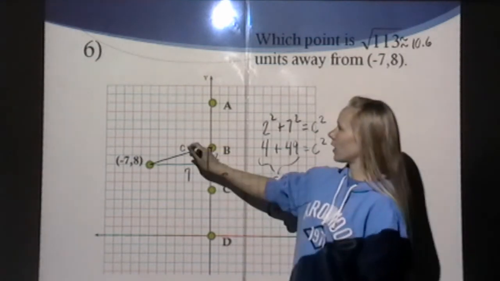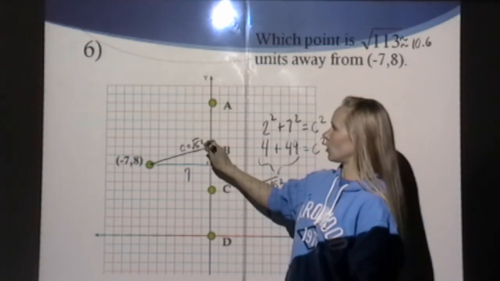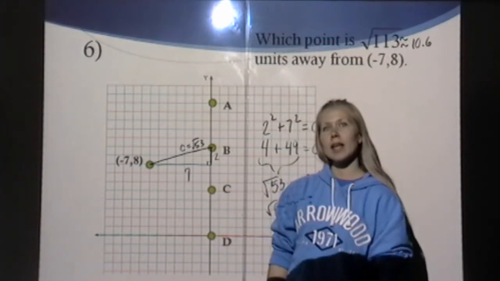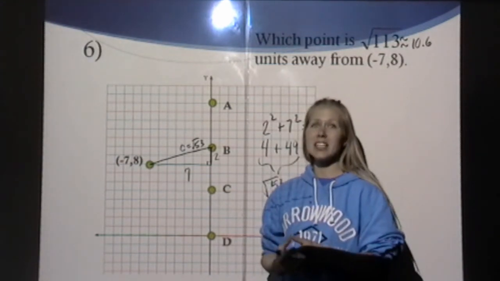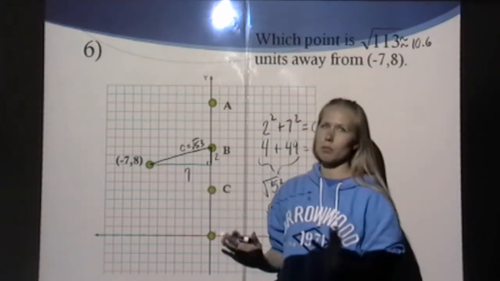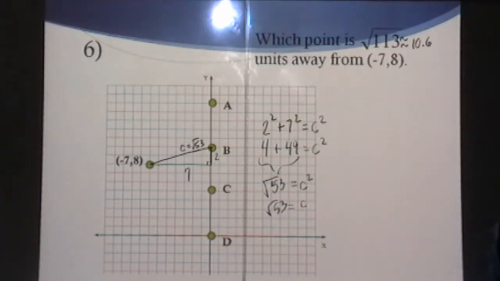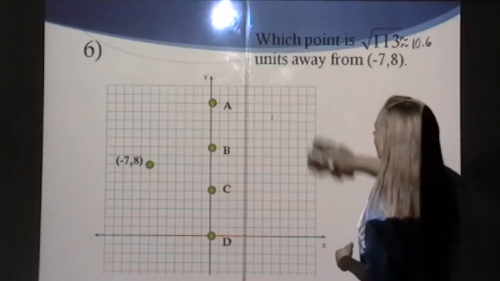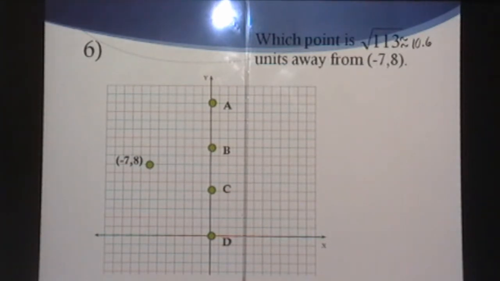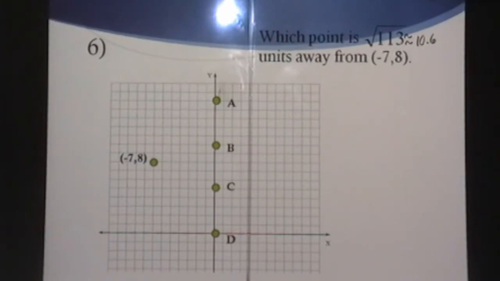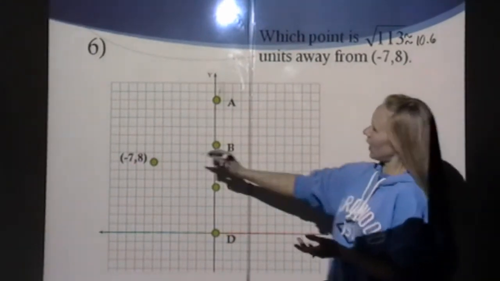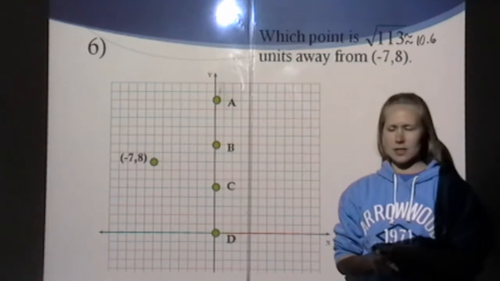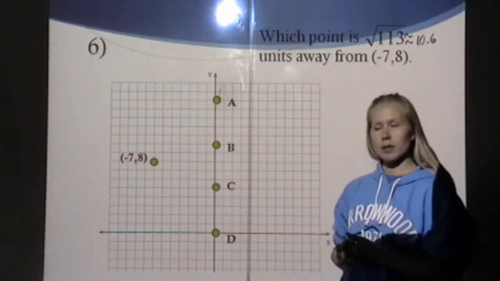Well, I don't want the square root of 53 as my distance. I want the point that is square root of 113 units away from my given point. So B definitely isn't going to work. B is too short of a distance. So let's try A. All right, let's try point A. It seems like point A is a little bit longer of a distance. Let's use the distance formula for this.